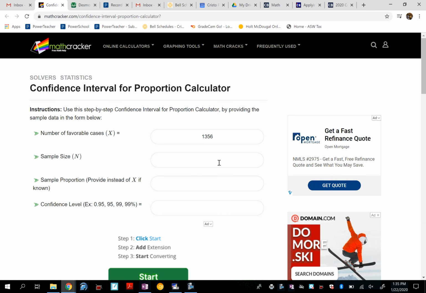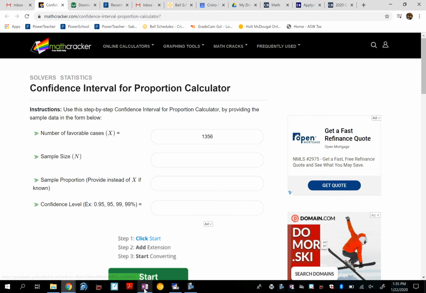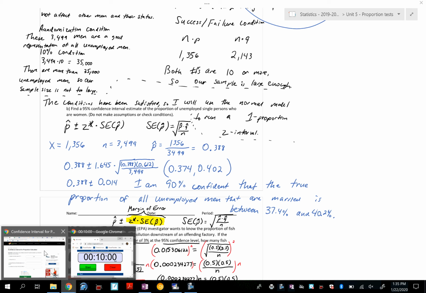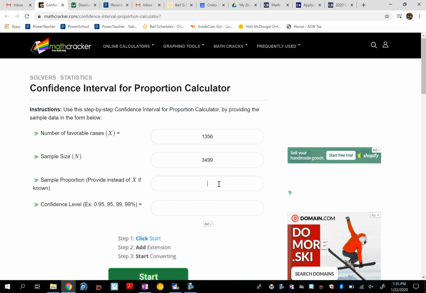Okay, sample size. How many unemployed men were there? 3,499. Let's type that in. Now, on this third dialog box, it says you can provide instead of X if you know the sample proportion. We calculated it, so if you wanted to type it in, you could, but because you typed in a number for X, it's going to divide those two anyway and get it for you. So you can leave this blank.